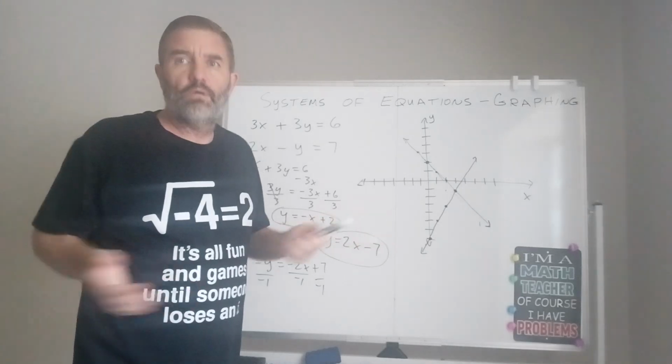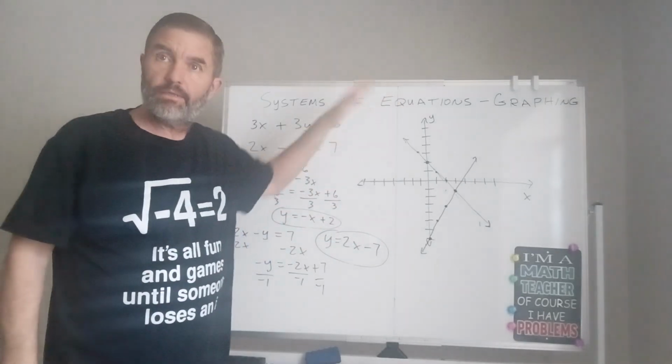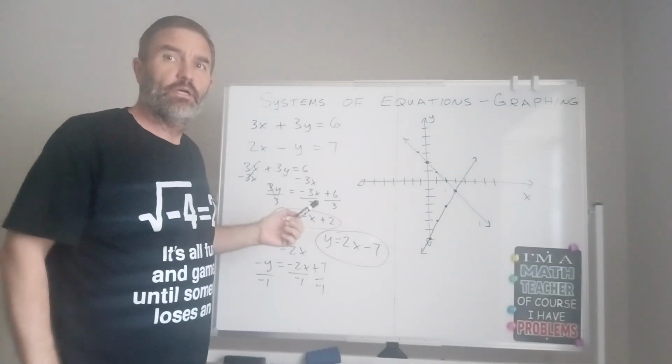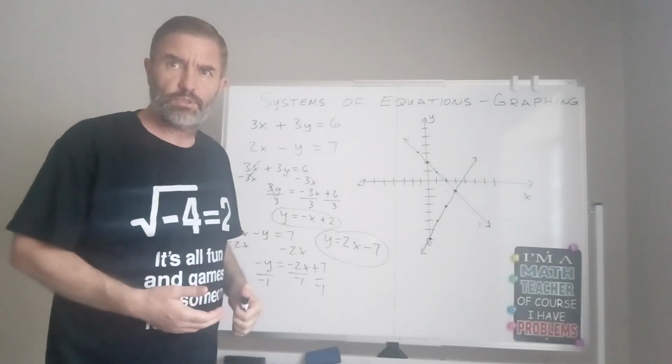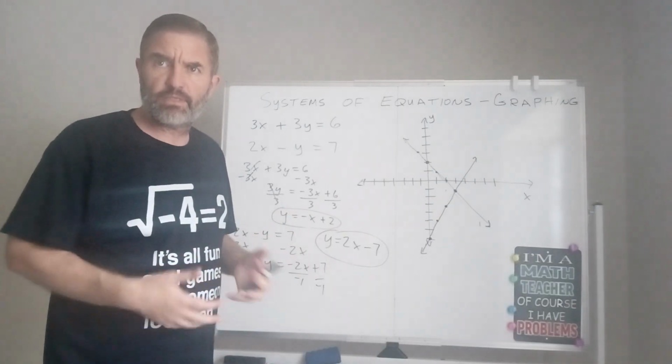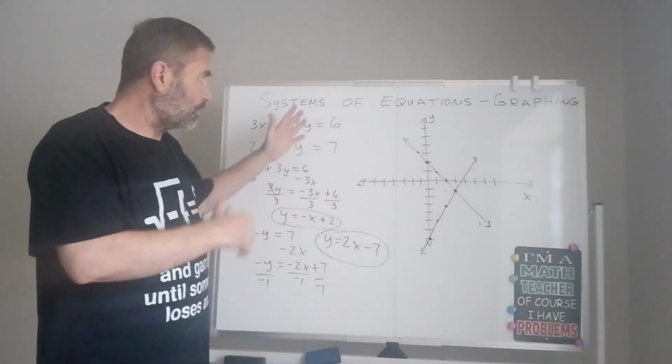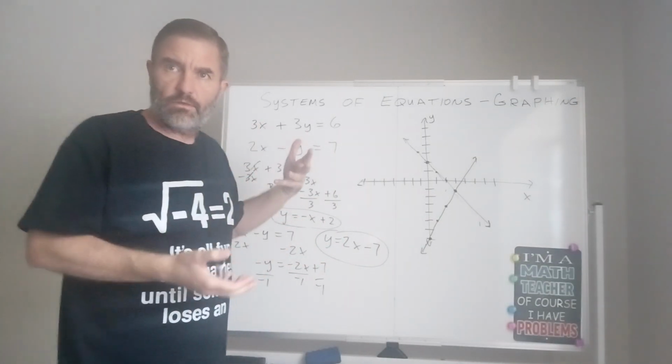Well, what's right and what's wrong? Well, if you're asked to do it a certain way, do it that way. And teachers are very particular. If they ask you to graph, they want you to graph. If they ask you to use substitution, they want you to use substitution. If they ask you to use elimination or addition method, that's what they want you to use. If you get to choose, though, that's where you're going to want to have some idea of what to do.